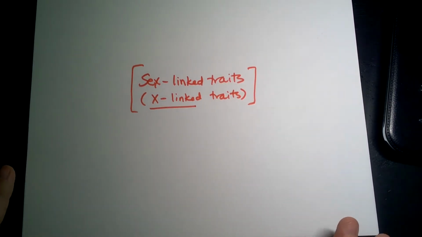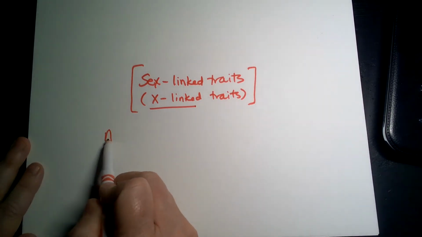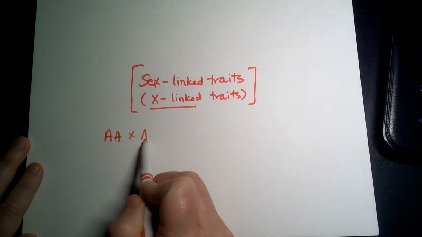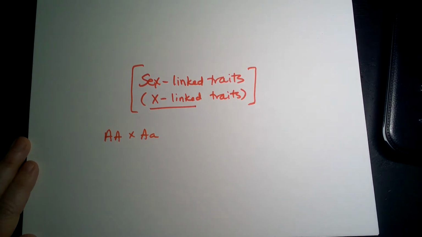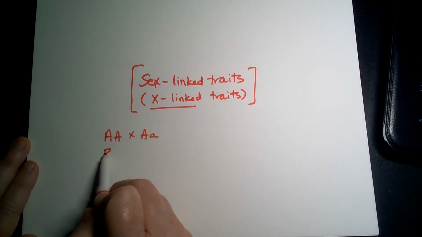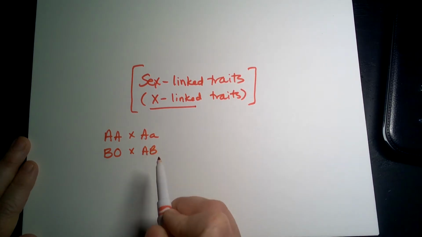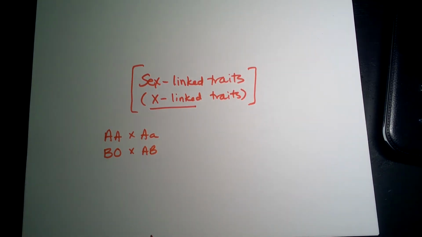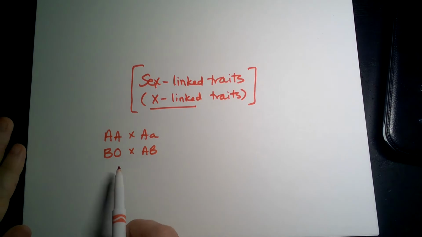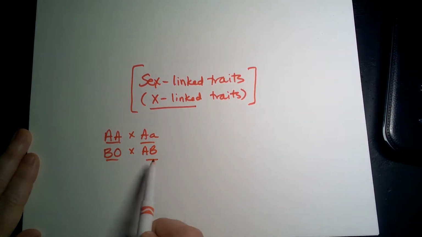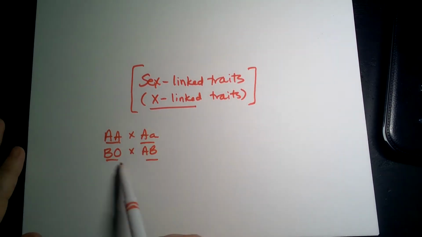On all of our other Punnett squares we've done, mom can be AA, and then dad could be big A, little a, or one of the parents can be B, O, and the other parent can be A, B. And we're just giving them letters. We're not actually determining which one is mom and which one is dad, except that I'm telling you. So prior to this, none of that mattered.